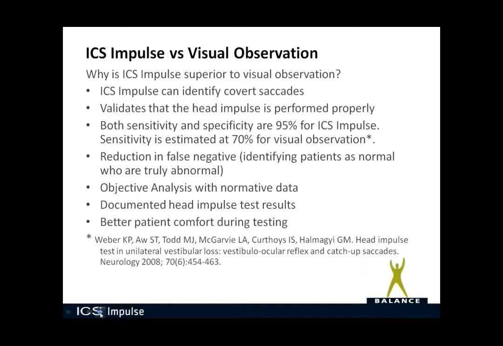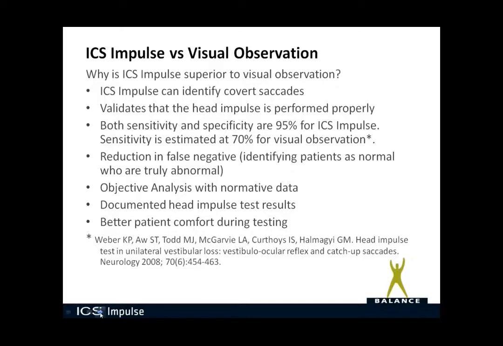And better patient comfort during testing. When you're doing visual observation, you have to do quite large head impulses. And what I've seen out in the field with neurologists who currently do visual observation is their head impulses, when they start to use ICS Impulse, are over 300 degrees per second. With ICS Impulse, you don't need to make that big of a head movement, and you shouldn't, because with ICS Impulse, that big of a head movement causes artifacts.